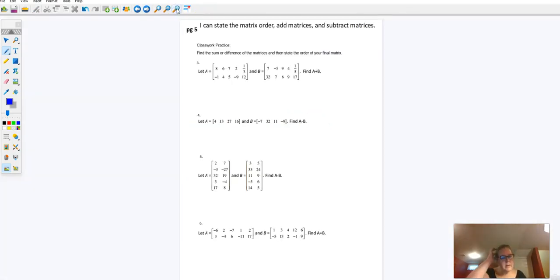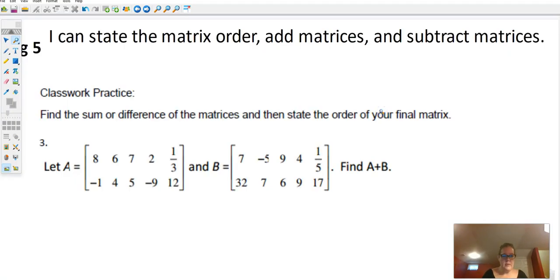All right, so let me make this smaller again, see what's on this page. All right, so classwork practice. What we would like you to do is to add these together. Now, as I look at this problem here, you know, you have your option as to how you want to do this. I'm going to go ahead and do this problem by hand, and then I'm going to have the calculator help me with some of these operations here, like this fraction 1/3 plus 1/5. I'm going to have the calculator do that for me.